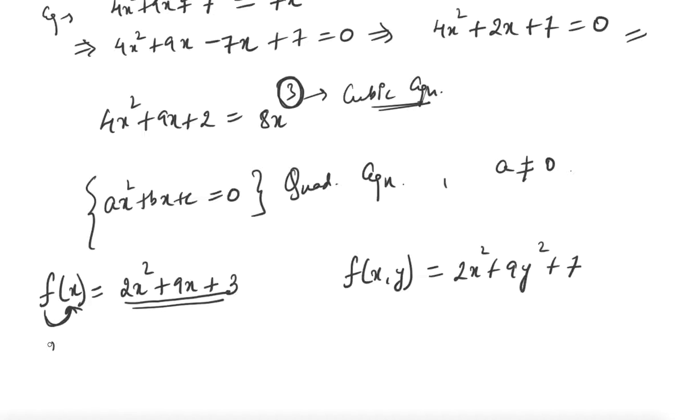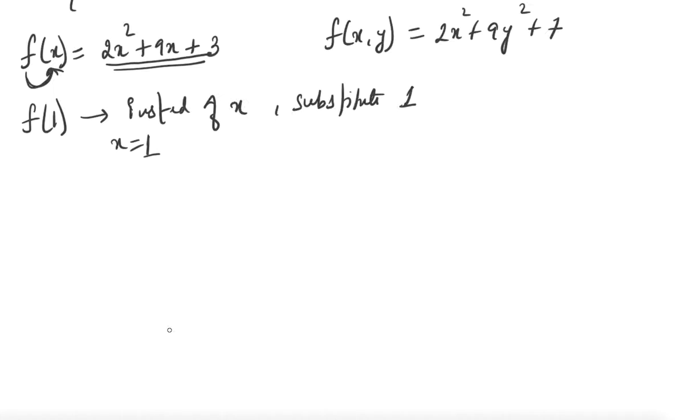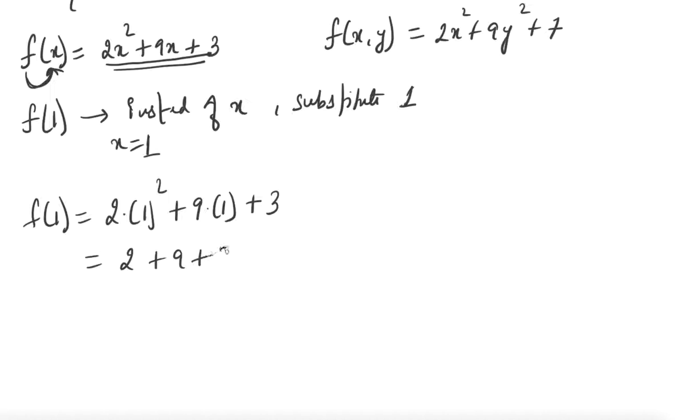Now, if I ask you, what is the value of f of 1? What is the meaning of this? It means that instead of x, you need to substitute 1. That for x equals 1, you need to find the value of the given polynomial. So f of 1 will become 2 into 1 square plus 9 into 1 plus 3. That is 2 plus 9 plus 3, which is equal to 14.